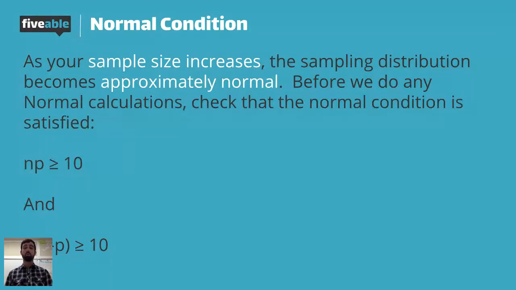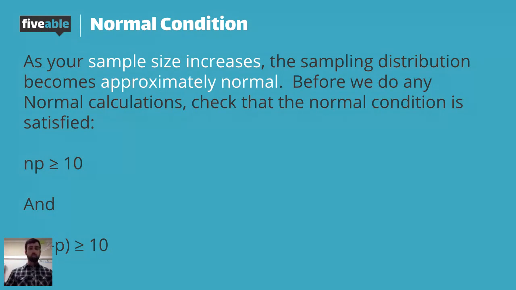One of the key ones for sampling distribution is the normal condition, which essentially means your sample size times the proportion p is greater than or equal to 10, and your sample size times 1 minus p is greater than or equal to 10. Those are the conditions that need to be satisfied in order for normal calculations to be done.